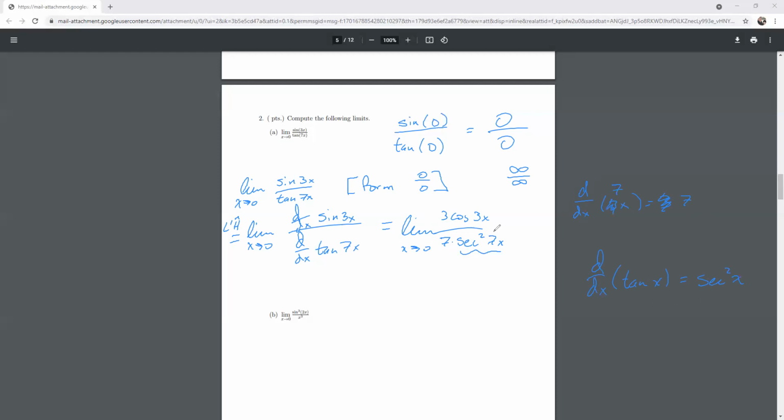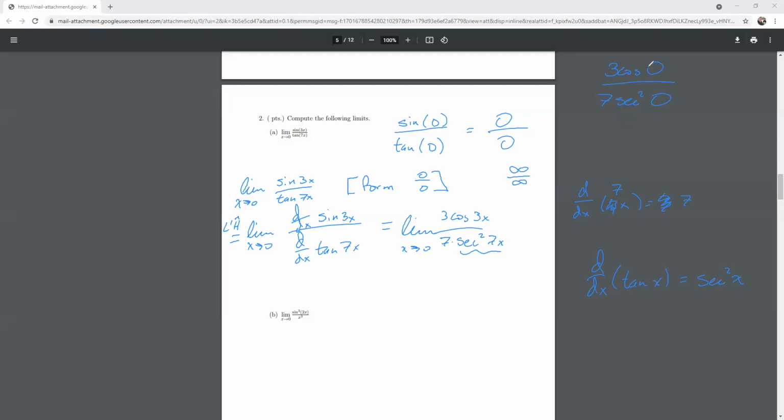All right, so now let's try it again. Let's see if this was helpful in any way. So now if we were to plug in 0 here, we would end up getting, perhaps I'll do it in the top right corner, 3 times cosine of 0 over 7 times secant squared of 0.